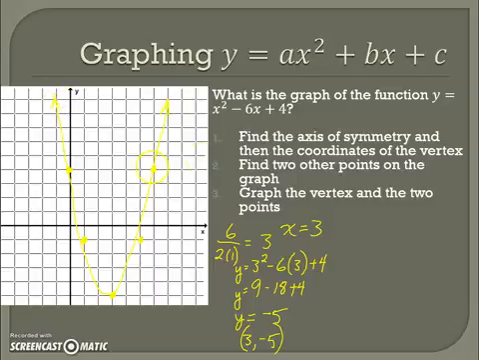So in order to graph these, step 1, find the axis of symmetry and then the coordinate of the vertex using that formula from the first slide on this. Then find 2 other points, graph the vertex and the 2 points, and then mirror it over. All right, so I need to add that. Then mirror. All right, and that will graph the function.